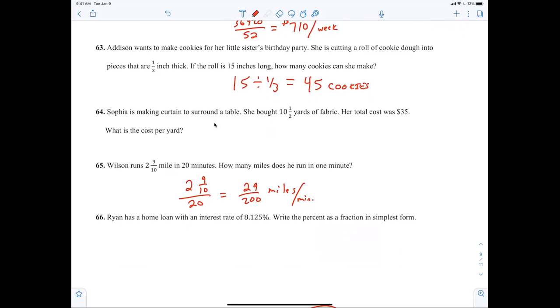So now listen to me. Here's what I always try to teach kids. Cost divided by yards. That's what cost per yard means. You with me? So what was the cost? $35. And we're dividing it by 10.5. Do that and tell me what that is. It is 3 1/3.